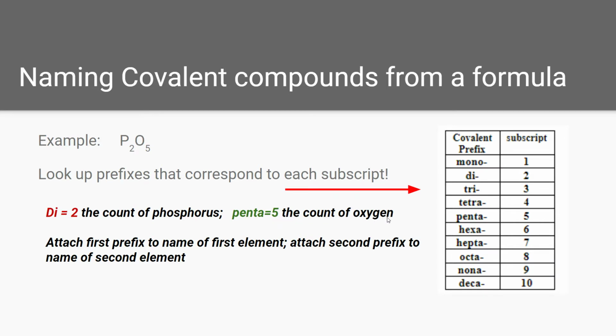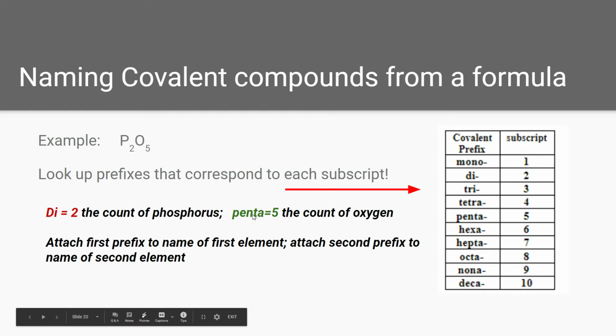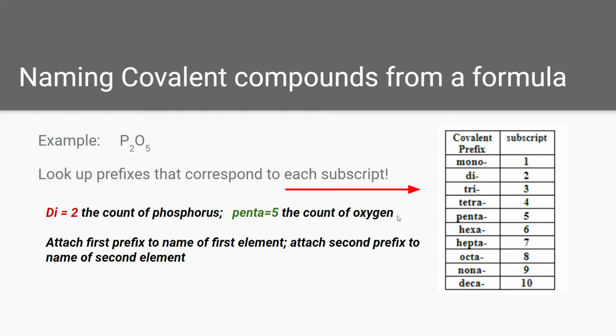To name this formula, we're going to attach the first prefix, di, to the name of the first element, phosphorus. And then we're going to attach the prefix penta to the second element, oxygen. And then we will name the formula. To make it look like a binary formula, which this is an example of, we're going to end the second element name with an IDE suffix. So the resulting name for P2O5 will be diphosphorus pentoxide.